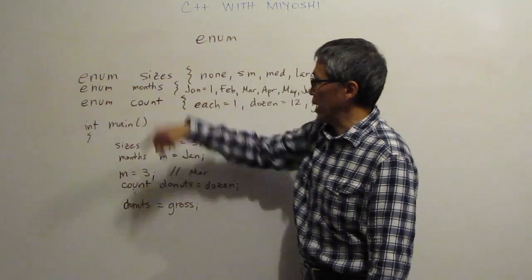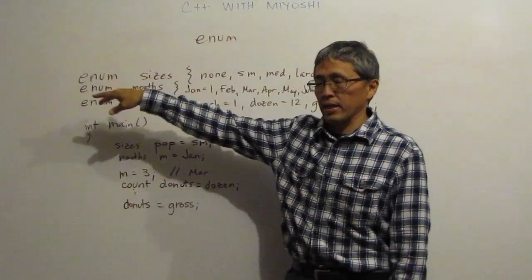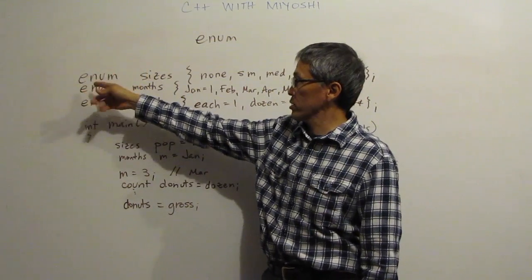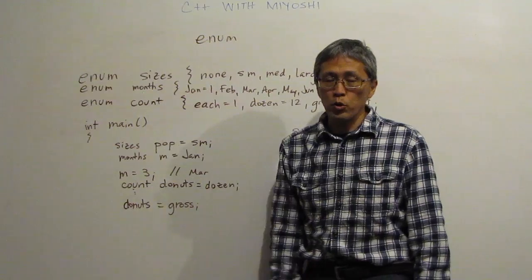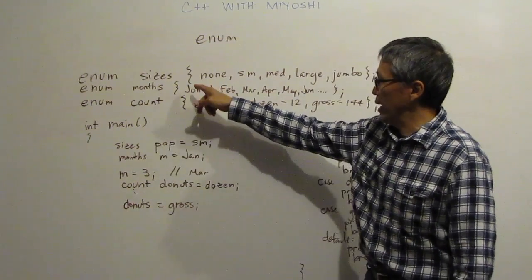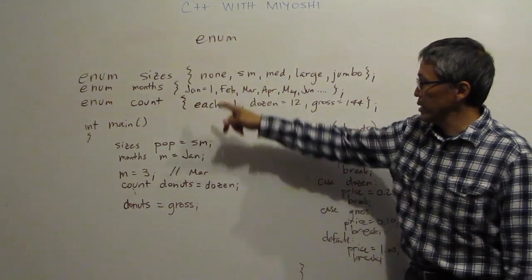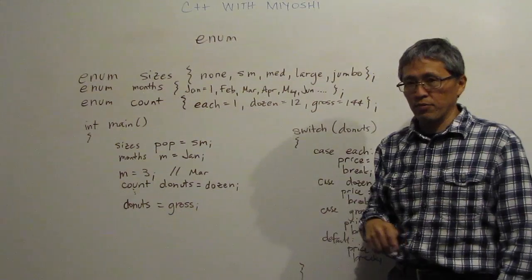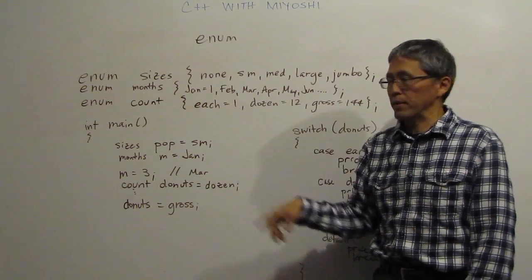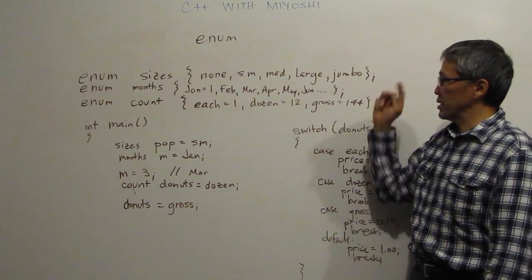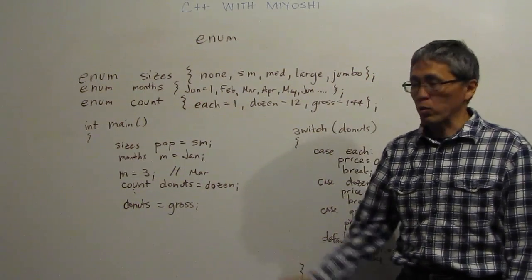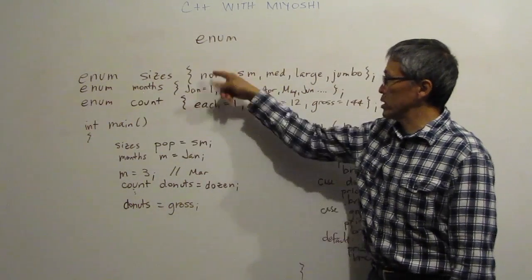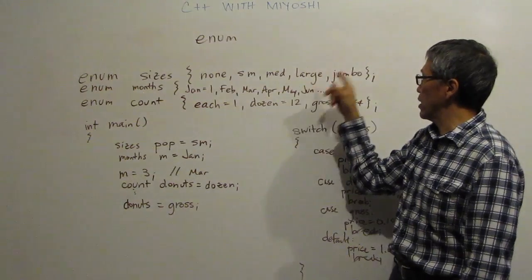So enums. We have over here enum sizes, and enum again is basically just another way of using integers. Sizes now becomes a new data type, if you will. We have a curly brace, and it says none, comma SM for small, comma MED for medium, comma large, comma jumbo, and then a closing curly brace and a semicolon. What this does is it says these words here now: none, small, medium, large, and jumbo.